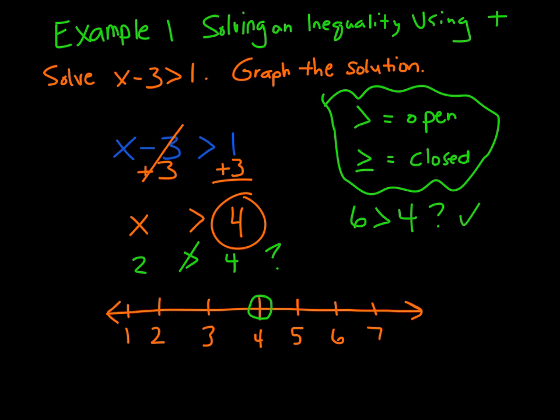So that means I find my 6 on my number line, and I realize my number line is going to go in this direction. So this is the way I'm going to make it thicker, and I'm going to color it in. And that's how you graph on a number line.